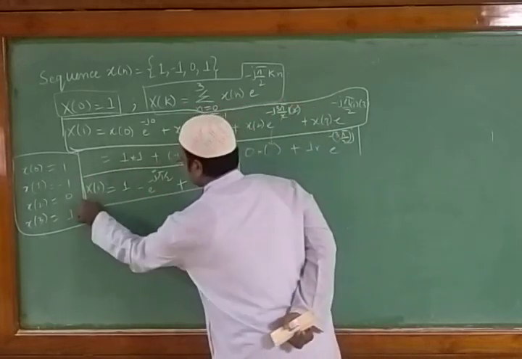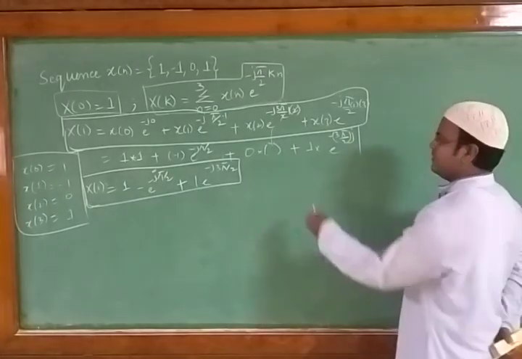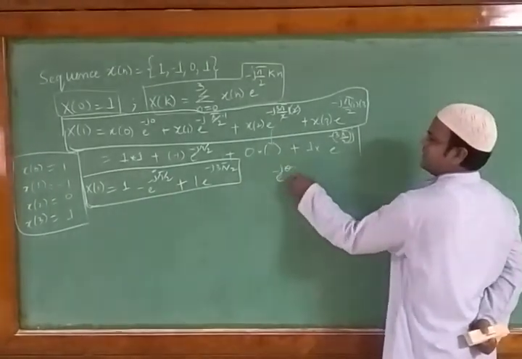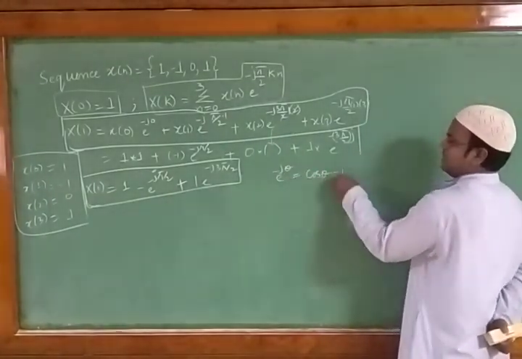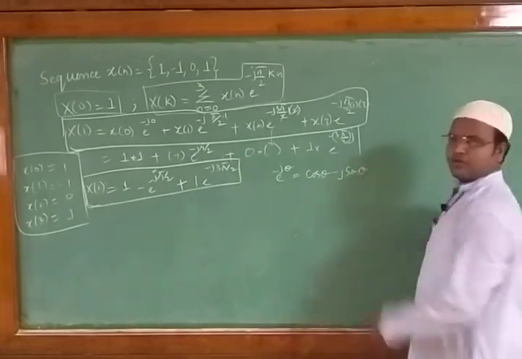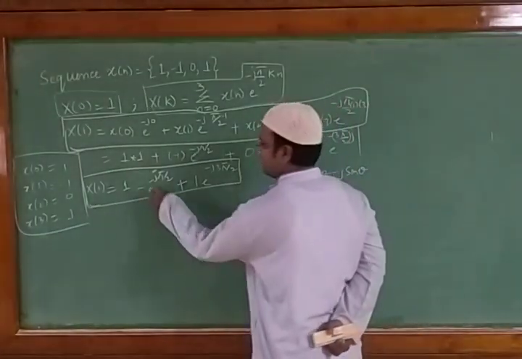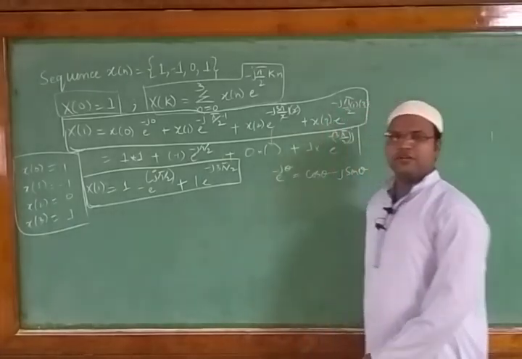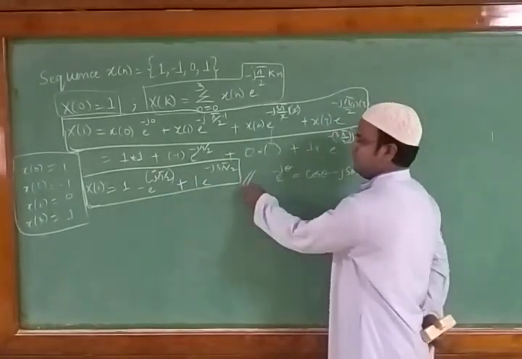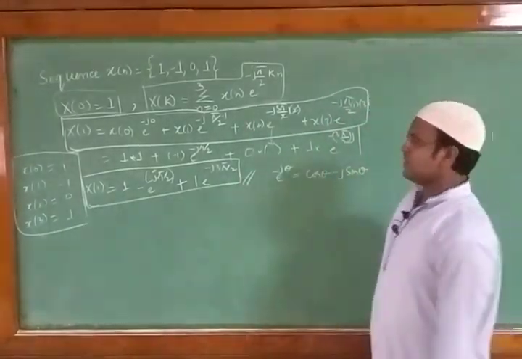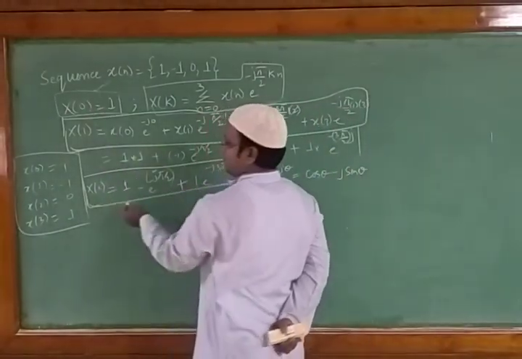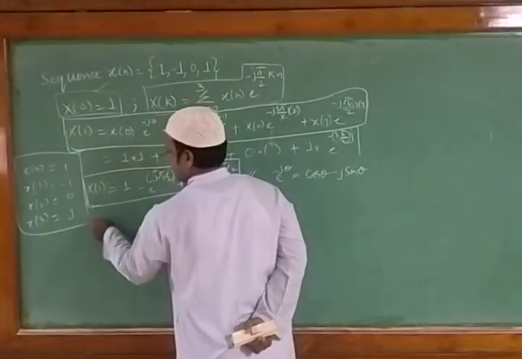You can keep it as it is, or you can apply the formula of e power minus j theta. So what is that? E power minus j theta is cos theta minus j sin theta. This I can put, or directly you can enter this value in your calculator. You will get the answer of x of 1. Okay, so till now we got x of 0 and x of 1. Next thing is what? Put the next case.